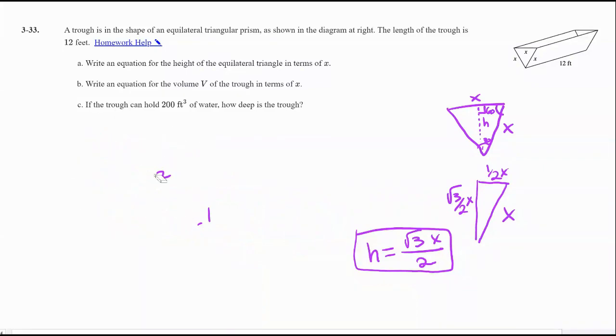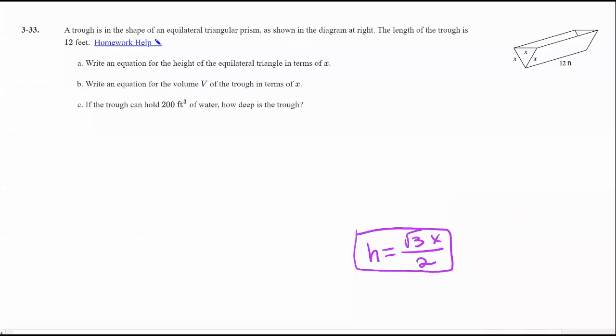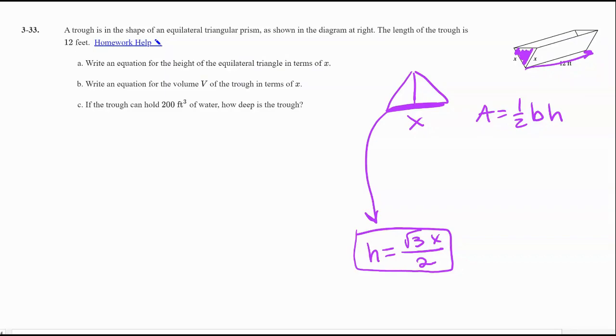The second question says write an equation for the volume. Really quickly on volume, a reminder here is that we need to find the area of the base of our figure and then multiply it by the height. So if I look back at my triangle, the area of a triangle is 1/2 base times height. My base here, since it's an equilateral triangle, is x, and my height I just found. So I'm going to do the area first, sorry.